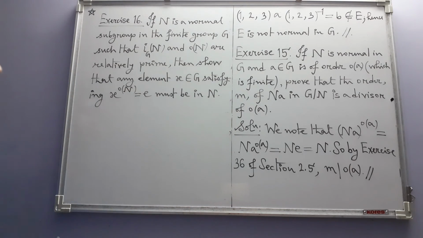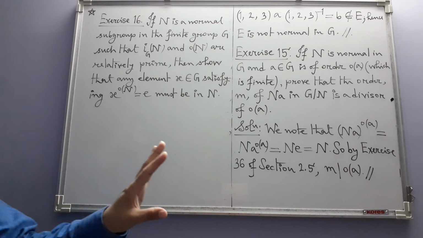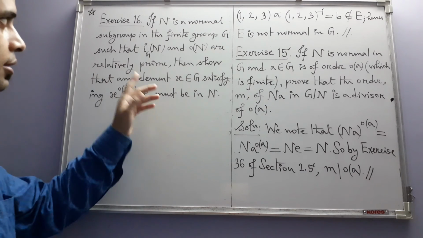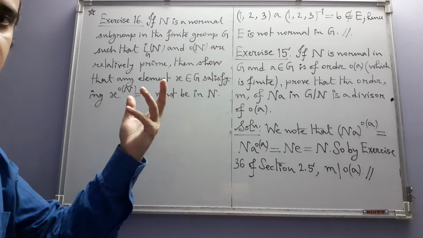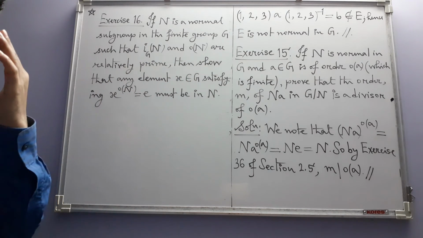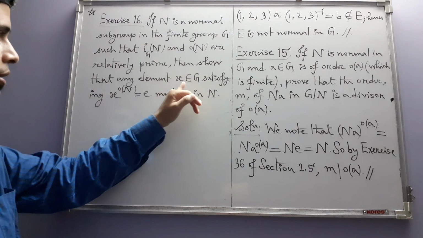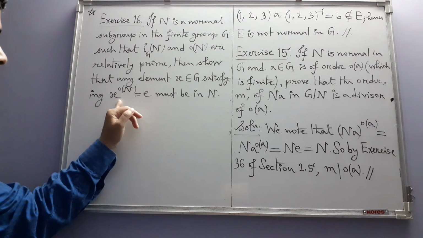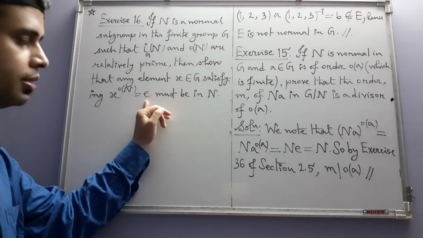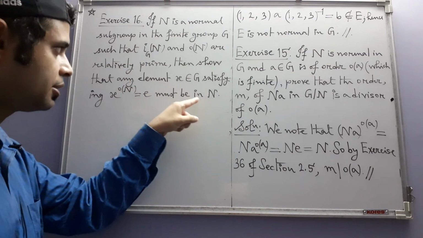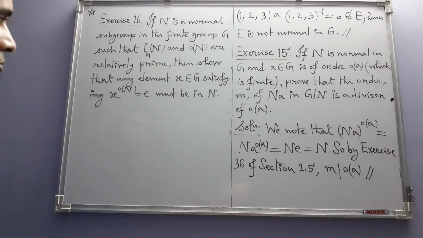So we are now given a finite group G, and in it there is a normal subgroup N such that its index and order are relatively prime. Now under this condition, if we take an element from G whose power of the order of N turns out to be equal to the identity element in G, then that element X must be in N. We have to show this.